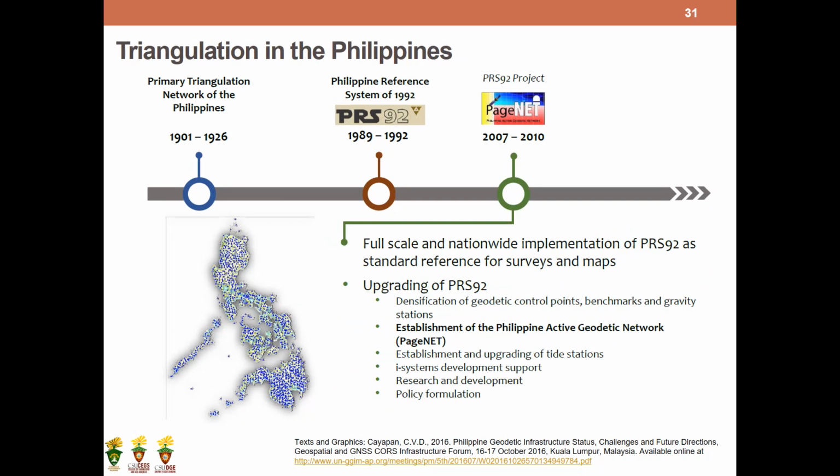So, next is the PAGENET. So, the PRS-92 project extended version of the PRS-92. So, diri sa PAGENET, more on the full-scale and nationwide implementation of PRS-92 as a standard reference for surveys and maps. So this was the upgraded version of PRS-92, wherein there is a densification of geodetic control points, benchmarks, gravity stations. So in this project also, na-establish ang gitawag nga Philippine Active Geodetic Network or PAGENET.